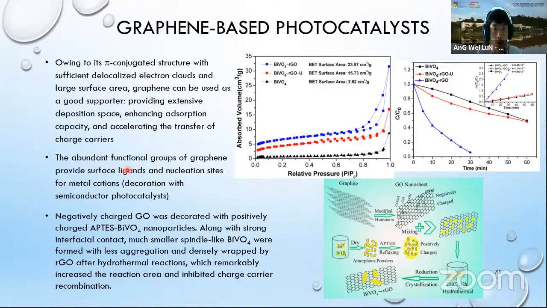Okay, so yeah, this is the same. Abundant functional groups of graphene provide surface ligands and nucleation sites for metal cations decoration.